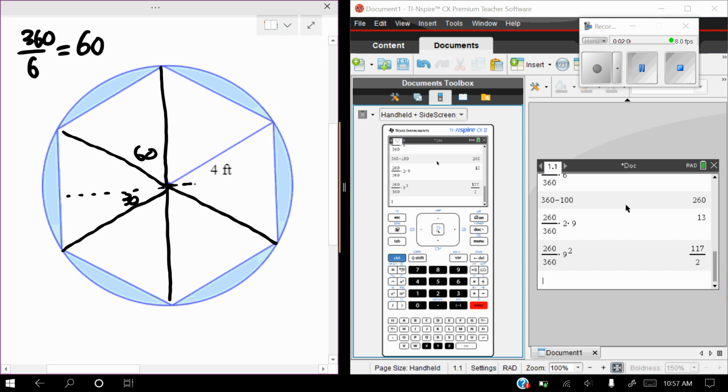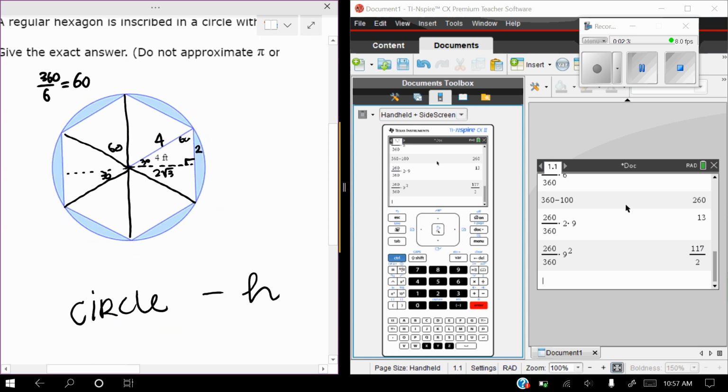So let's look at this triangle. This would be 30 degrees, this would be 60, and this would be 90. So what we have here is this hypotenuse is 4. And to go from hypotenuse to the short leg of a 30-60-90 triangle, we would divide it by 2. So this short leg here would be 2. And then the long leg would be 2 times the square root of 3. So that's using special right triangles.